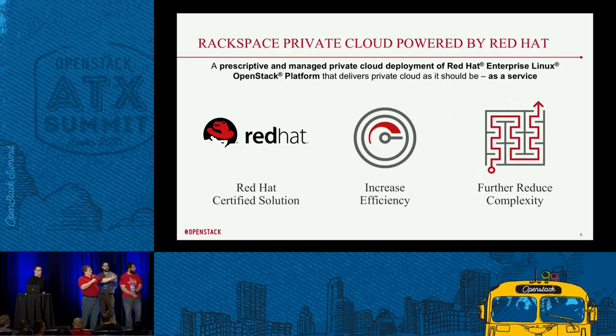And all of these elements come together into Rackspace Private Cloud powered by Red Hat, which is really, as the slide says, a prescriptive managed private cloud deployment where we take enterprise-grade code and we wrap enterprise-grade support around it. And we basically present OpenStack in a way that is consumable as a service for the end user, lowering a good deal of the learning curve and really making the end user experience simpler, would be a good way to put it.